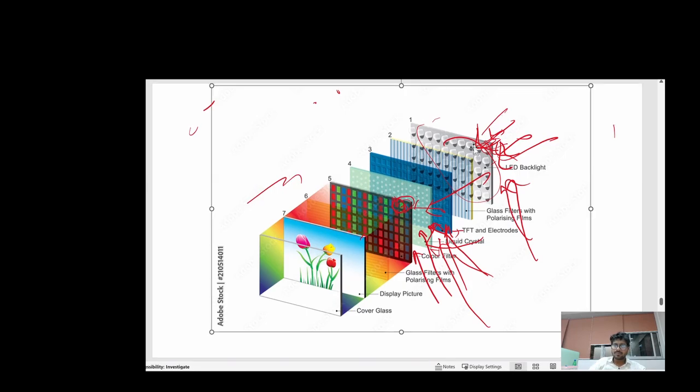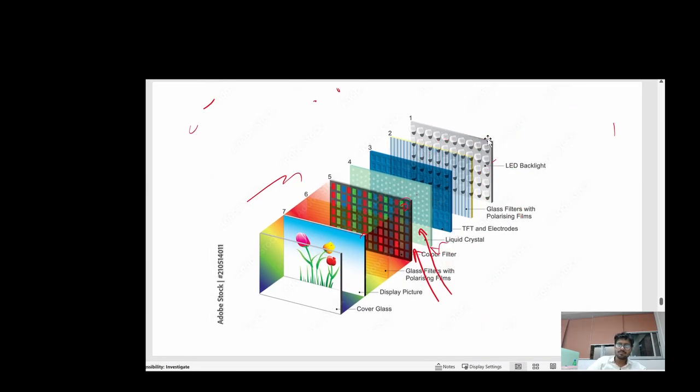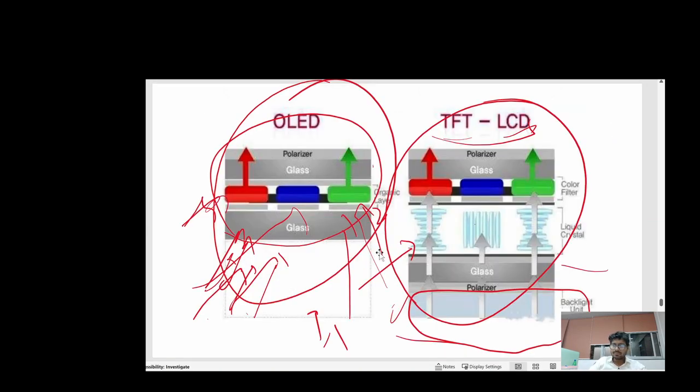So these are the color filters in this one. This is the liquid crystal that orients if you apply some electric field. Have you seen the polarizers? These are the polarizers. The polarizer means it can pass one kind of rays, either parallel or vertical.